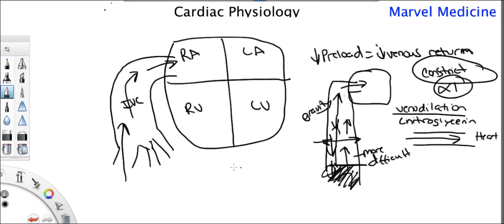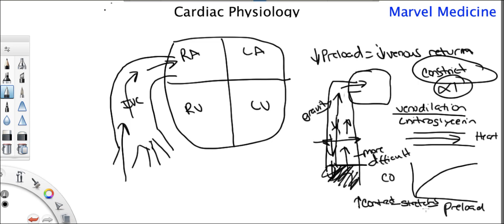Like I mentioned before, the Starling curve says what? As you increase preload, what do you do to cardiac output? Increases, right? Why? Because the preload stretches the heart, right? And when you stretch the heart, what does that do to contractility? Increases contractility. When the ventricle senses, hey, I have a lot of blood in the ventricle, it says, you know what, I need to get rid of it, so it contracts stronger. Okay? That's why when you increase preload, you increase cardiac output.